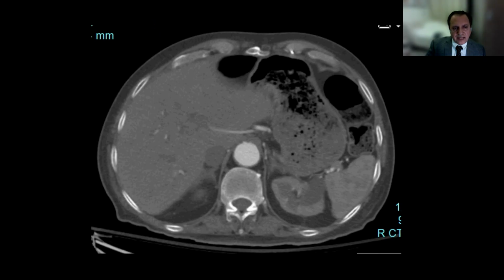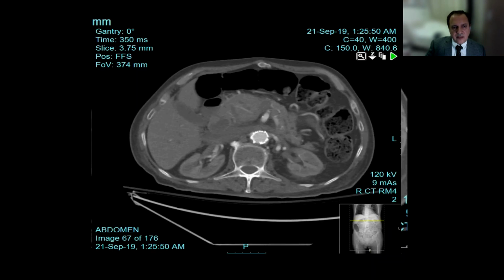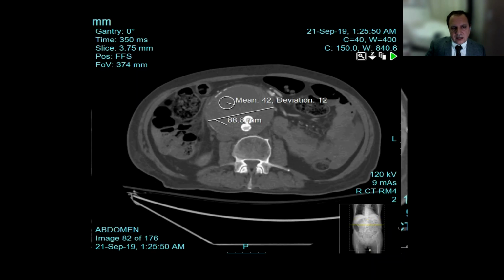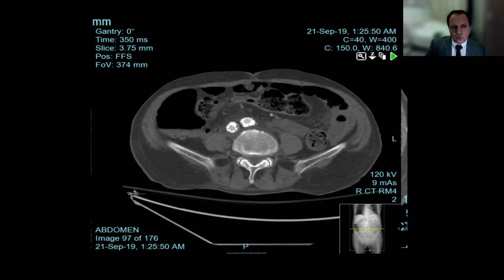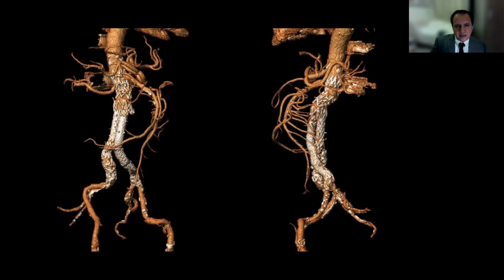And this is a follow-up CAT scan. You can see good exclusion of the aneurysm with both limbs patent and the other limb excluded. And this is a CAT scan here. You can see here the third limb is being trapped between the two limbs we put inside. And this is a follow-up CAT scan with a good result.